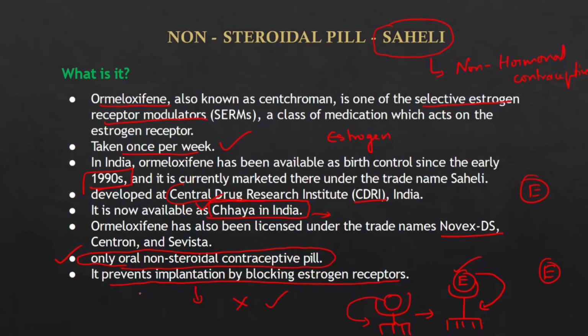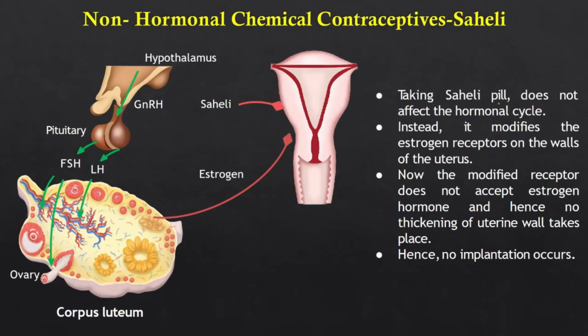So it will prevent the implantation. What's the mechanism of action? Preventing implantation by blocking estrogen receptors, by maintaining normal thickening of the endometrium or uterine wall. The Saheli pill doesn't affect the hormonal cycle, but instead it modifies the estrogen receptor on the wall of the uterus. The modified receptor doesn't accept the estrogen hormone, so no thickening of the uterine wall takes place and no implantation occurs. So it will not affect GnRH stimulating the anterior pituitary to release FSH and LH. All this hormonal cycle it will not hinder. It acts directly on the estrogen receptors present in the uterine wall, so that implantation cannot occur.